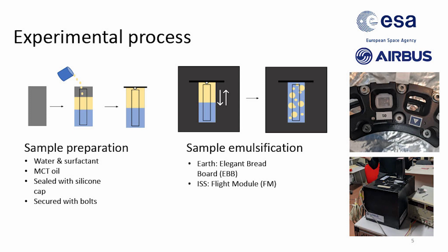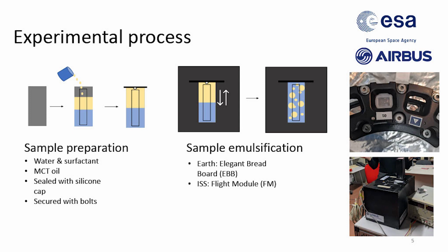So you might be wondering, how do these samples get analyzed or made? So for sample preparation, we have a cell, and we put water mixed with surfactant into the cell, and then we add MCT oil, and then it is sealed with either a silicone or quartz cap and secured with bolts.